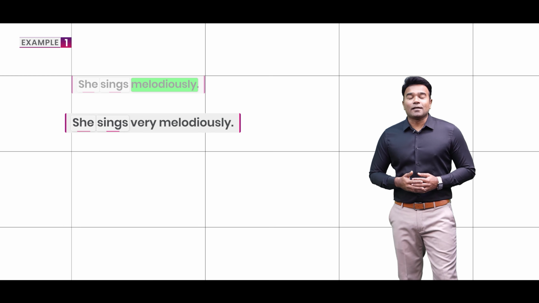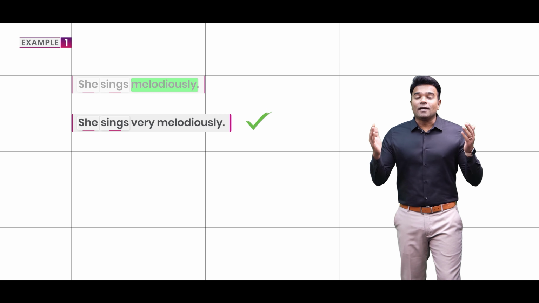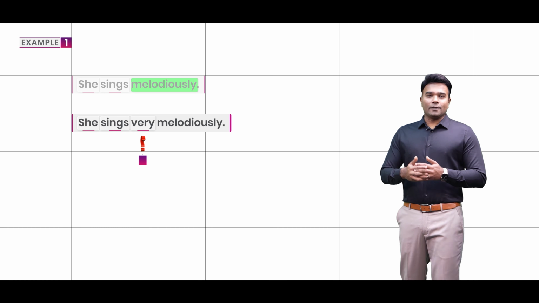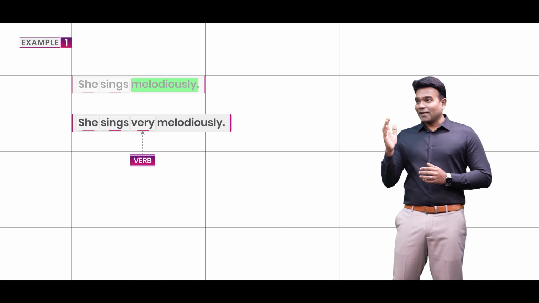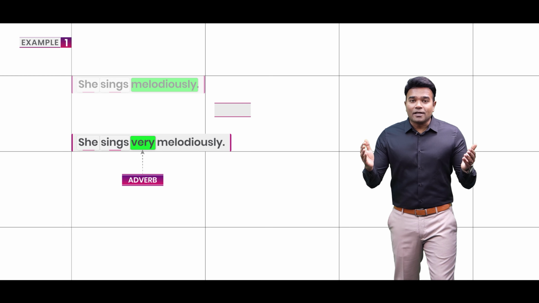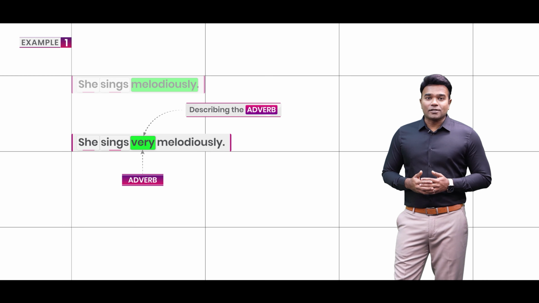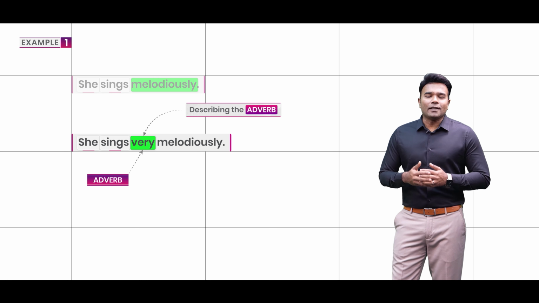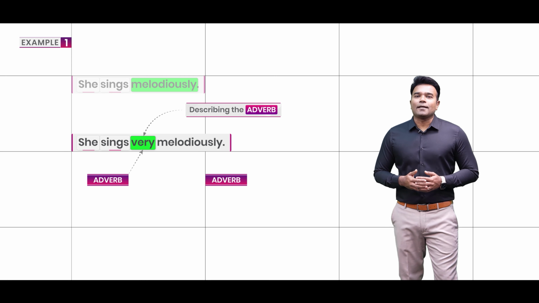Yes, she sings very melodiously is also a valid English sentence. But what is this very over here? Is it a verb or is it an adverb? Well, let me tell you that very over here is an adverb which is giving us additional information about how melodiously she sings. In other words, here one adverb, that is very, is giving us additional information about another adverb, that is melodiously.